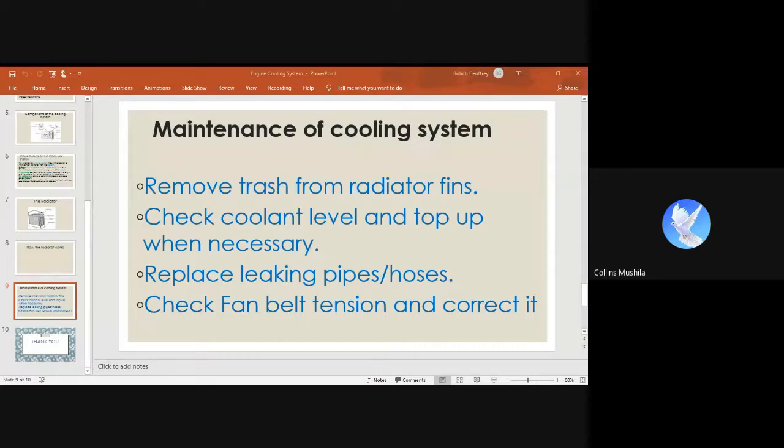Okay, maintenance of a cooling system. These are the processes. First of all, remove trash from the radiator fins. Then the second one is to check the coolant level and top up when necessary. Then replace leaking pipes and hoses. Then check fan belt tension and correct it. Yes, thank you. So we've discussed the cooling system.